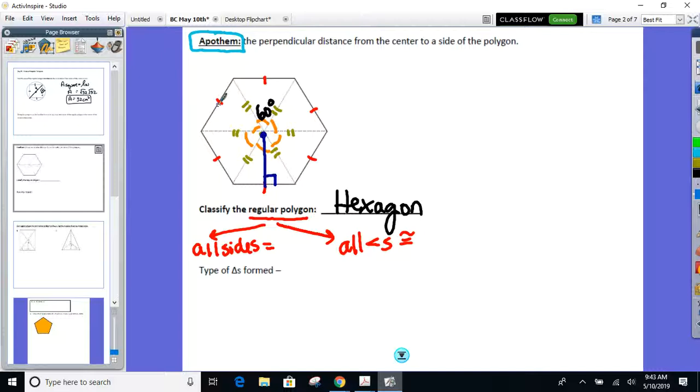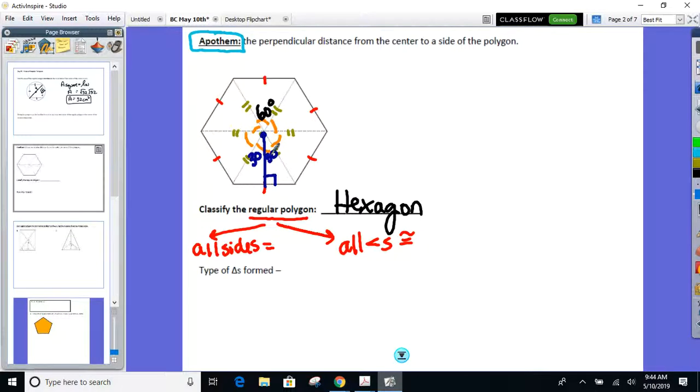Anybody want to take a guess, because you'll probably be right, what the apothem is doing right now, other than forming a right angle? It is giving me the height. Fiona? Bisecting the angle. The angle was 60. It just cut it up into 2 30-degree angles. Nice. So the apothem bisects the angle.